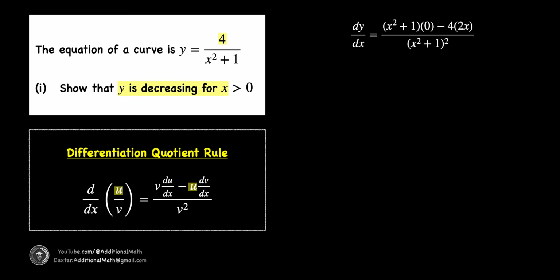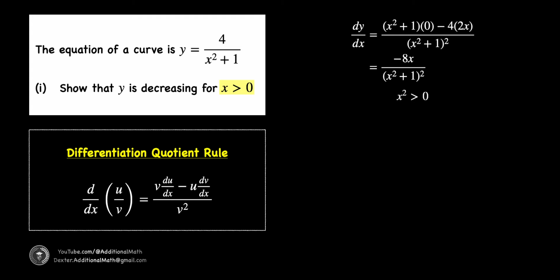Next, we shall subtract the numerator, followed by the multiplication of this denominator. Differentiating x squared plus 1 will give the result of 2x. Simplifying the numerator will give us negative 8x divided by the square of x squared plus 1.